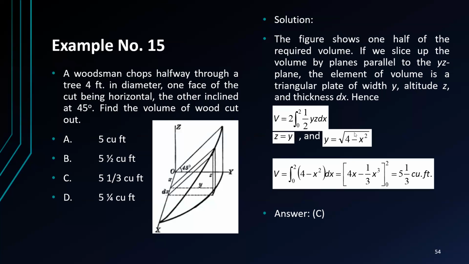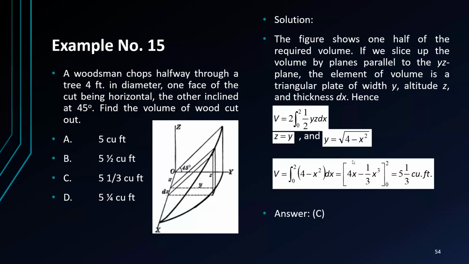And y is equal to the square root of 4 minus x squared. Right? This is a circle, so x squared plus y squared is equal to 4. It's a circle, right? So, V is equal to the integral of (4 minus x squared) dx from 0 to 2. Where does the 2 come from? This is from 0 to 2, half of the diameter.